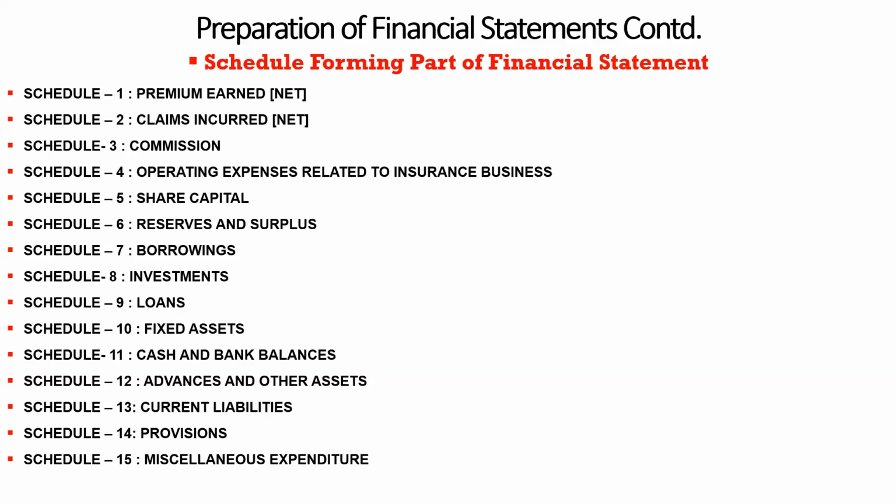So further, if we bifurcate this, the first 4 schedules are for revenue. 5, 6, and 7 are for liabilities, shareholders' funds. 8 and 9 are for assets. 10 is for assets. 11, 12 are for liquid assets. And 13, 14 are for liabilities.